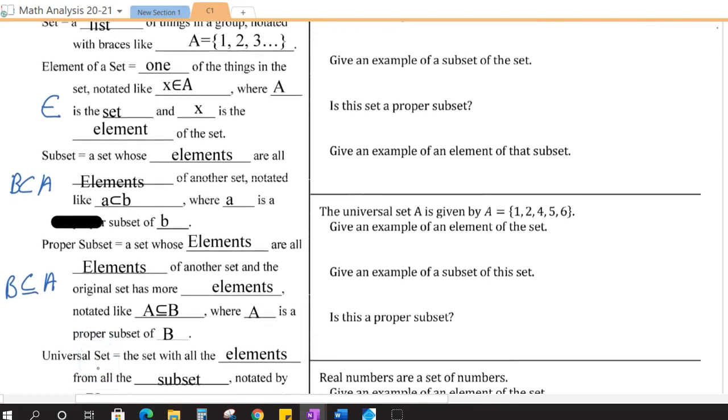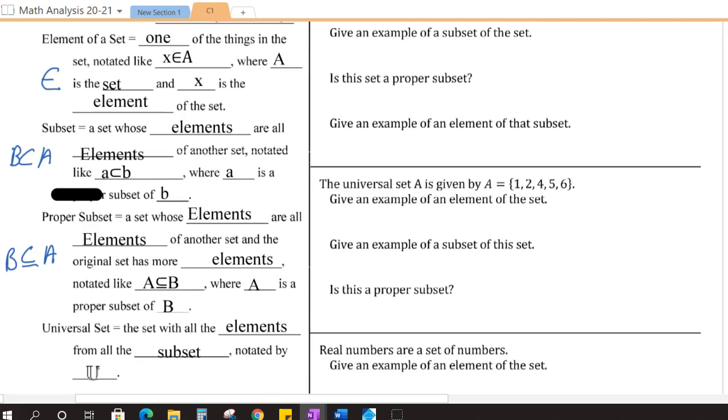The universal set is a set with all the elements from all the subsets, notated by a special U. So a lot of times you'll see it written with two pieces, kind of like that. I'm no artist. Or if it's written on a computer, it basically has an extra line. One easy way of writing it would be simply to write a U with an extra line next to it.